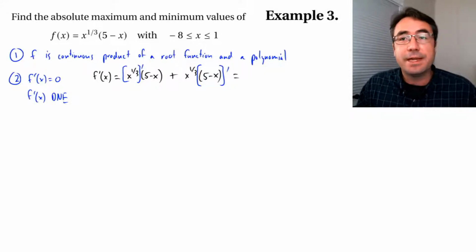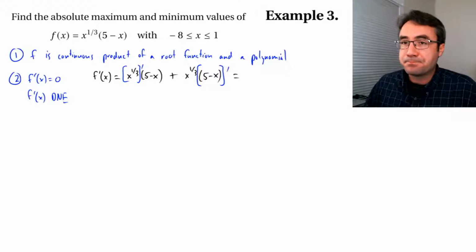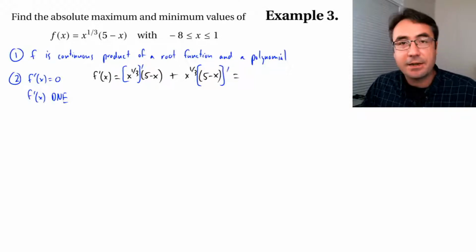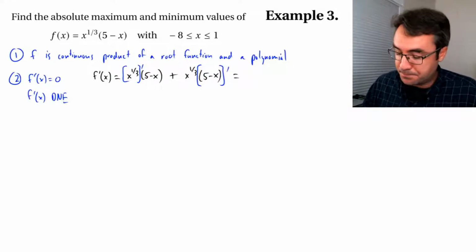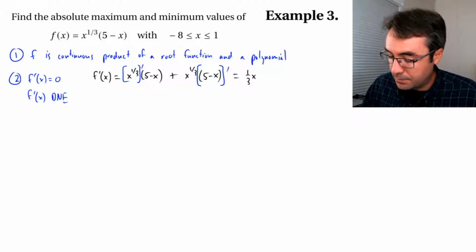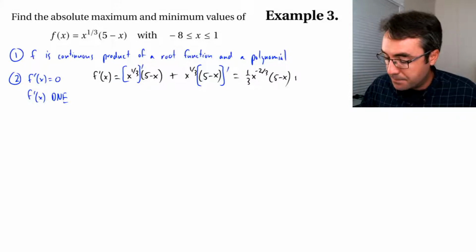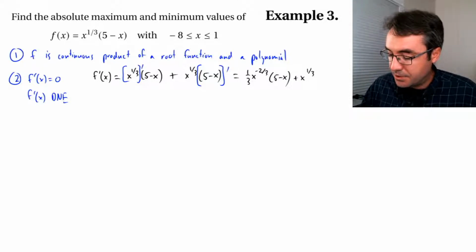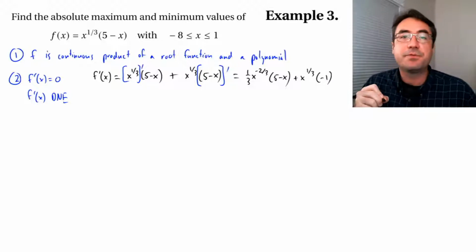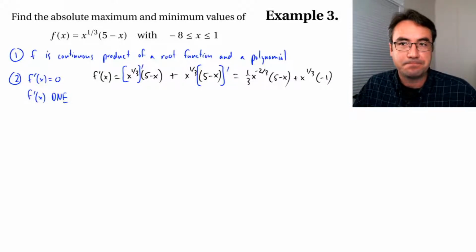We're not done, though, getting the derivative, so we have to keep going. We differentiate that x to the 1/3 power using just the basic power rule. Then we have the 5 minus x outside. We're done with that, and then we keep going. And we have plus x to the 1/3, and then the derivative of 5 minus x is -1. All right, so we're done differentiating.